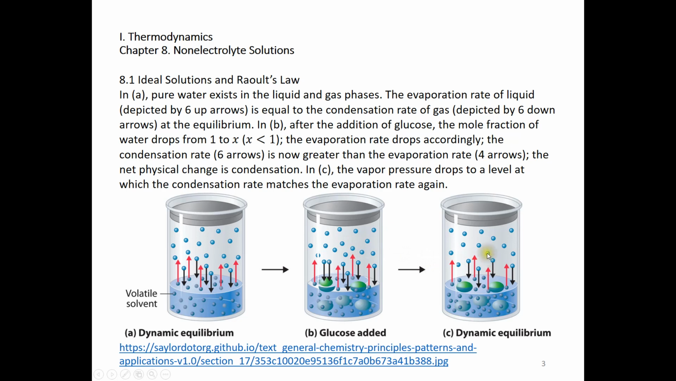In C, in the end, the evaporation rate equals the condensation rate again, but their values are now only 80% of the initial values. I'm assuming the mole fraction of water over here is only 80% of 1. Okay, so again, if we look at the arrows, you can understand we have over here the condensation equals evaporation, over here the condensation equals evaporation. But if you compare this to equilibria, you can see over here we have 5 arrows up, 5 arrows down. Over here 4 arrows up, 4 arrows down.